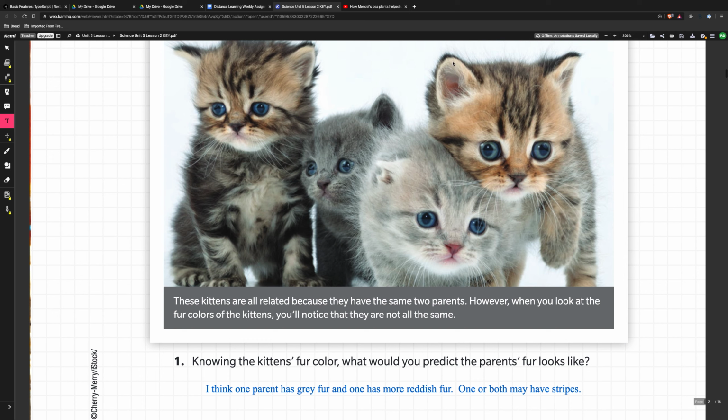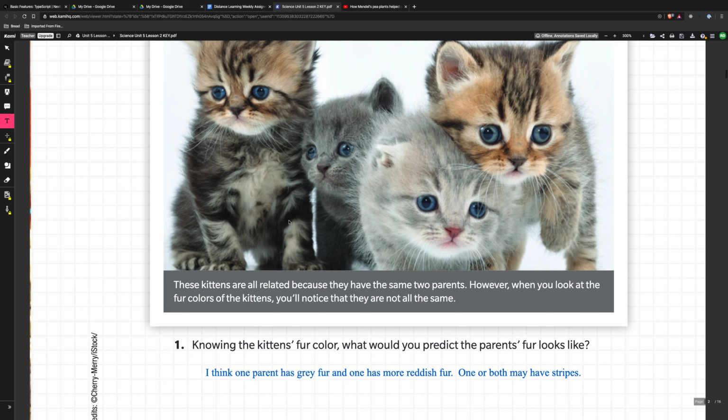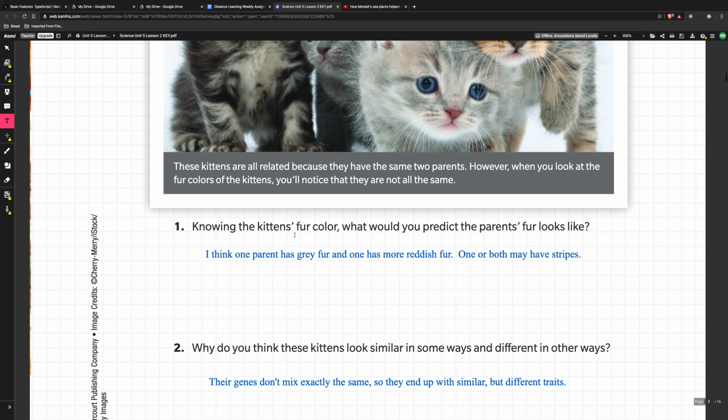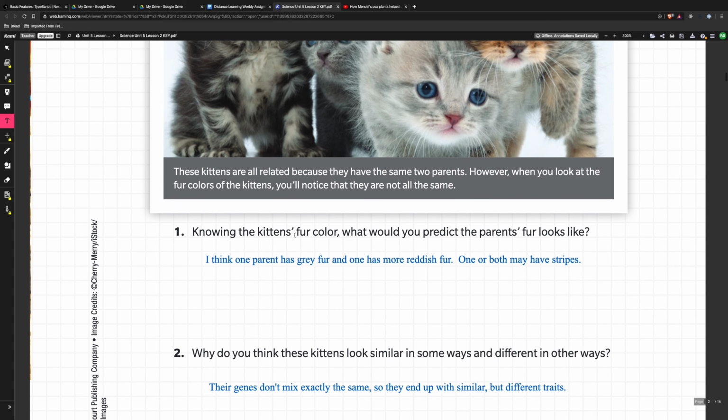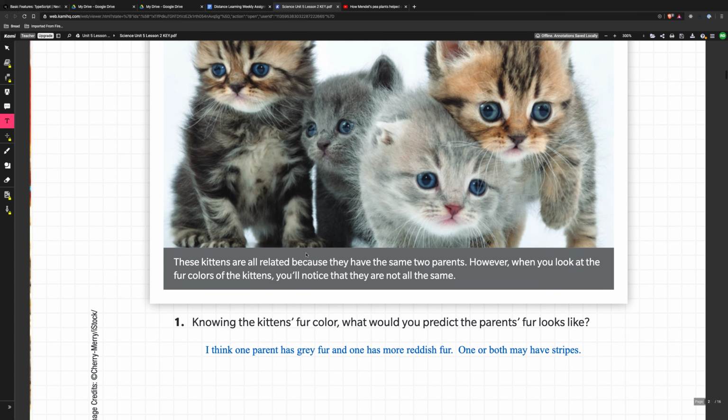These ones have stripes. This one kind of has a little bit of that. This one doesn't look stripy at all. So maybe one of them has stripes, and it looks like maybe it's just the light, but we've got these greenish eyes in these two, and more blue eyes in these. So maybe those are different traits that they have. And why do they look similar in some ways and different in others? That's what we are talking about.